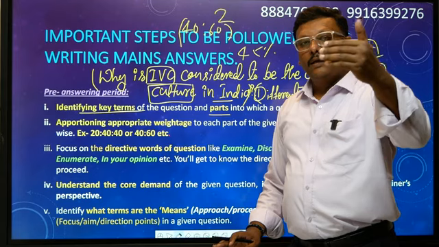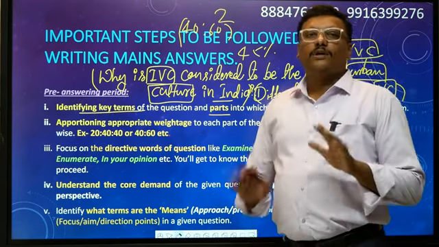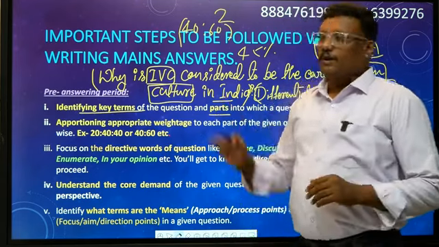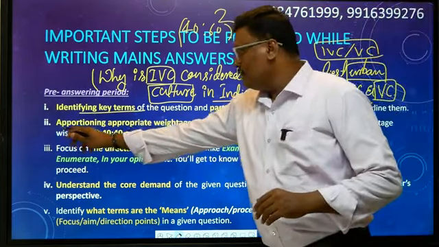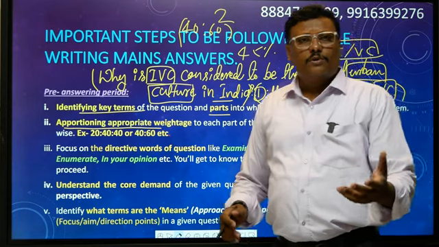weightage of your entire body. This is excluding your introduction and conclusion. Okay, it does not include your introduction. Done. So second, you have apportioned appropriate weightage, and some questions may even have 3 parts.